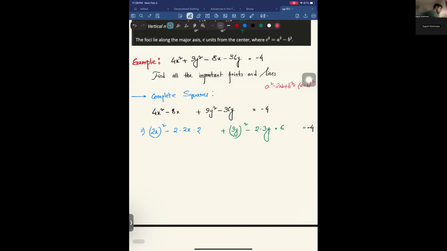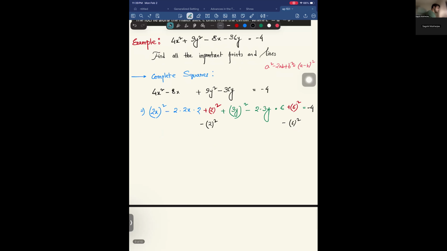So see, all this expression is missing is plus 2 squared and plus 6 squared. If I have these two numbers, I can complete the square. But then I don't have this, so I have to separately do a -2 squared, my bad, and -6 squared.